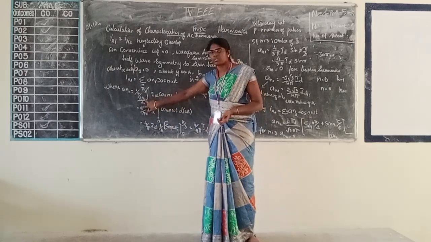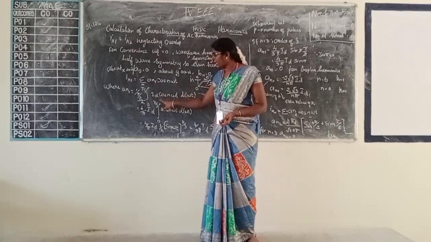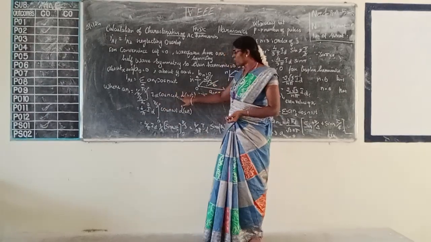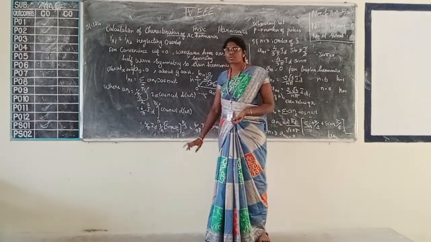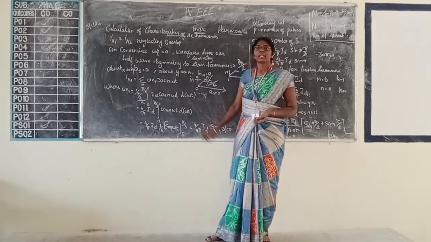Simple mathematics calculation. It is 4 by 5. The current ID is constant, so we cannot integrate it; we are going to integrate only the cos n omega t with respect to d omega t. So ID comes out of the integral as a common factor, and the limit varies from 0 to 5 by 3, with cos n omega t d omega t.